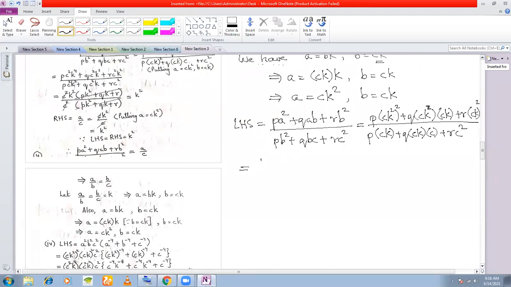Simplify this. P, you get C square K to the power of 4 plus Q, again you have C into C, C square, and you have K square into K, which is K cube, plus R, CK whole square is C square K square.